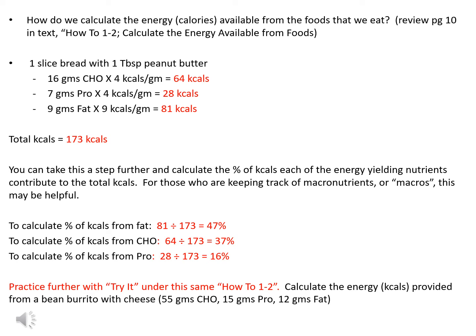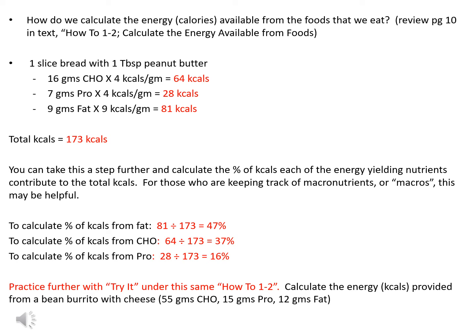Often, you might be looking at a food label and you see the amount of calories that it's providing, but you might have not had any idea where that calculation comes from. Well, now you can actually do some calculations on your own. You can take this one step further if you are interested in how many calories percentage-wise are being provided by these energy-yielding nutrients. Often people who are keeping track of their macros or macronutrients, which include carbohydrate, fat, and protein, are interested in these percentages.